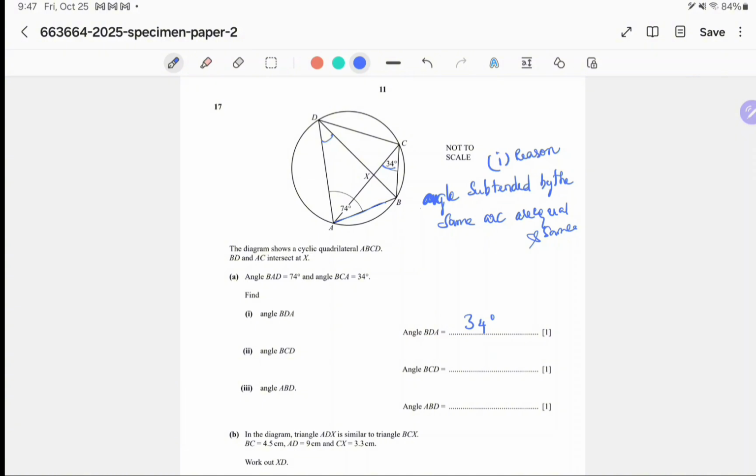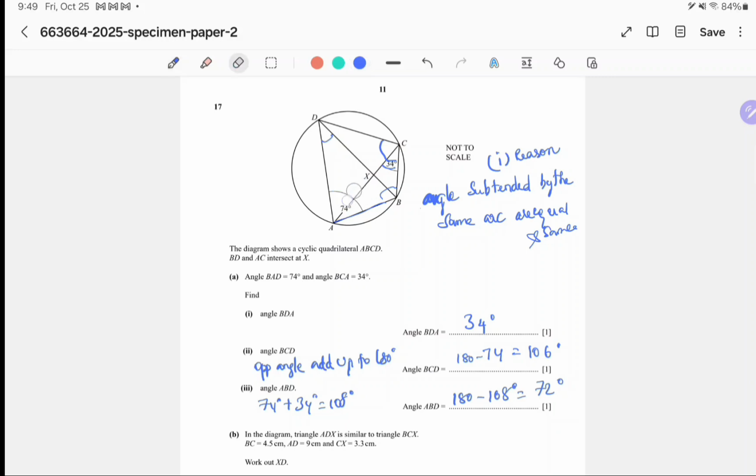Okay, angle BCD. How will you find angle BCD? So this part we have to find out. So angle BCD: opposite angles in a cyclic quadrilateral add up to 180 degrees. Therefore 180 minus 74 is equal to 106 degrees. Okay, next angle ABD. This part ABD. How will you find out ABD? By taking the triangle. Total angle is 74 we have, plus 34 we have, so it is 108 degrees. So 180 minus 108 is 72 degrees.